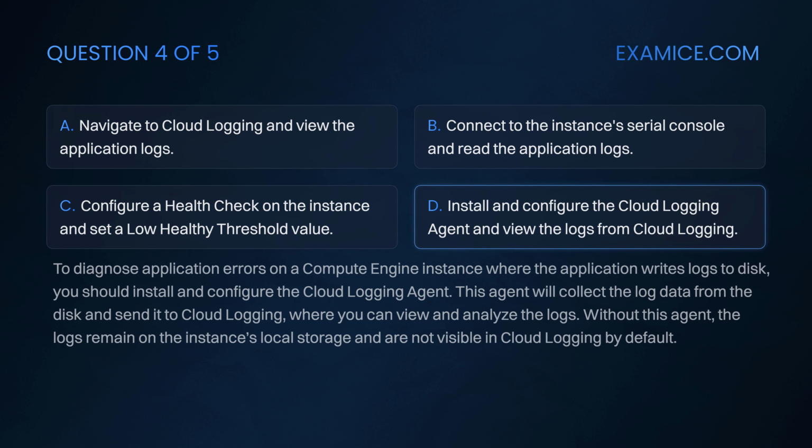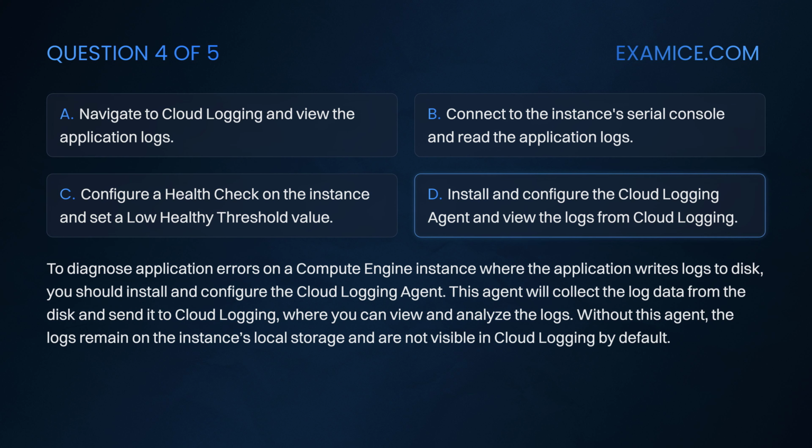To diagnose application errors on a Compute Engine instance, where the application writes logs to disk, you should install and configure the Cloud Logging agent. This agent will collect the log data from the disk and send it to Cloud Logging, where you can view and analyze the logs. Without this agent, the logs remain on the instance's local storage and are not visible in Cloud Logging by default.